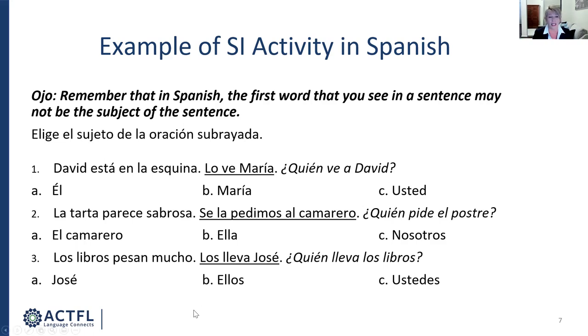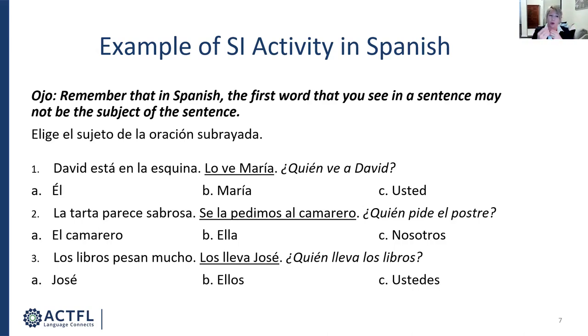So next sentence, this is even more complicated. "La tarta parece sabrosa. La pedimos al camarero. ¿Quién pide el postre?" So the pie looks delicious. We order it from him. Who's him? The waiter. We order it from him, from the waiter. So in Spanish, it would have been "le," but you can't put "le" in front of "la," so "le" changes to "se." And when students see "se," they get very confused about who the subject is.